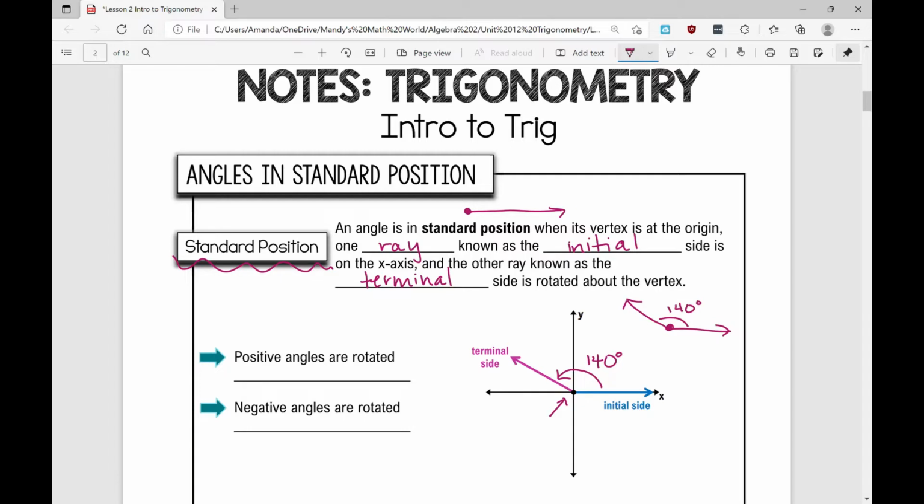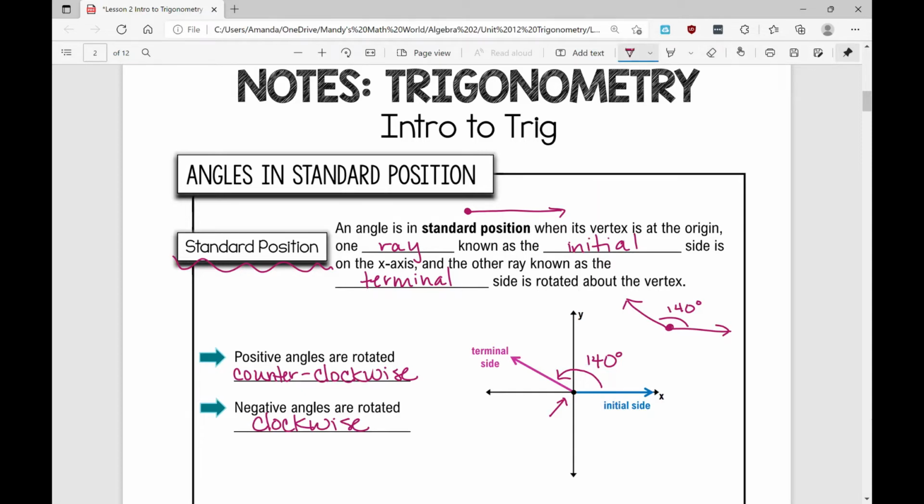As you can see, when I rotate to the left this way, that's counterclockwise. When you think about a clock, that's the opposite of how we measure a clock. Those are positive angles. So positive angles are rotated counterclockwise. Negative angles are rotated clockwise. If I had an angle that went all the way around, that looks like a circle. How many degrees are in a circle? 360 degrees. So now let's talk about these angle measures on this coordinate plane.